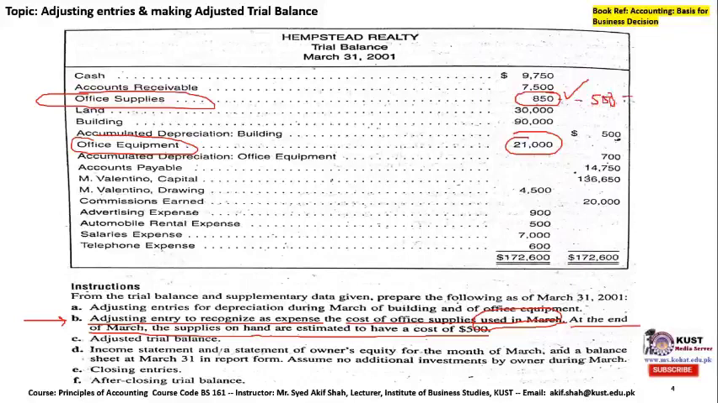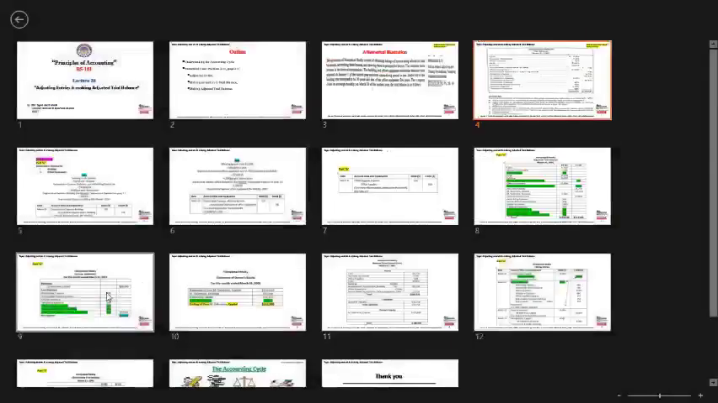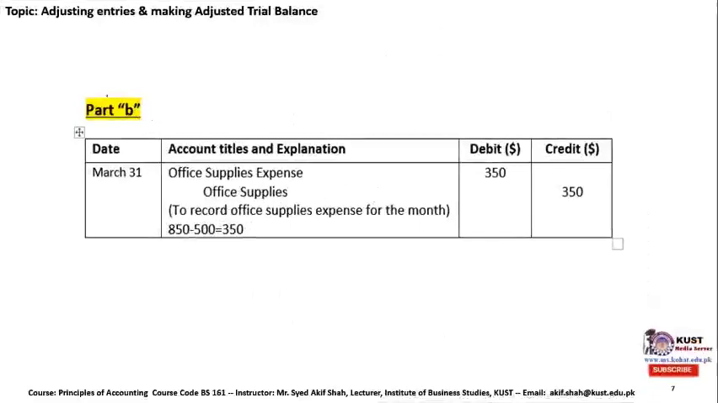Therefore, we have to give an adjusting entry against the supplies we have used during the period. If you subtract 500, the remaining supplies, from the previous supplies, we get our answer, that is $350. So we can infer that the company Hempstead Realty has used $350 of supplies during the month of March, against which we have to record the adjusting entry and transform this asset into our expense portion.